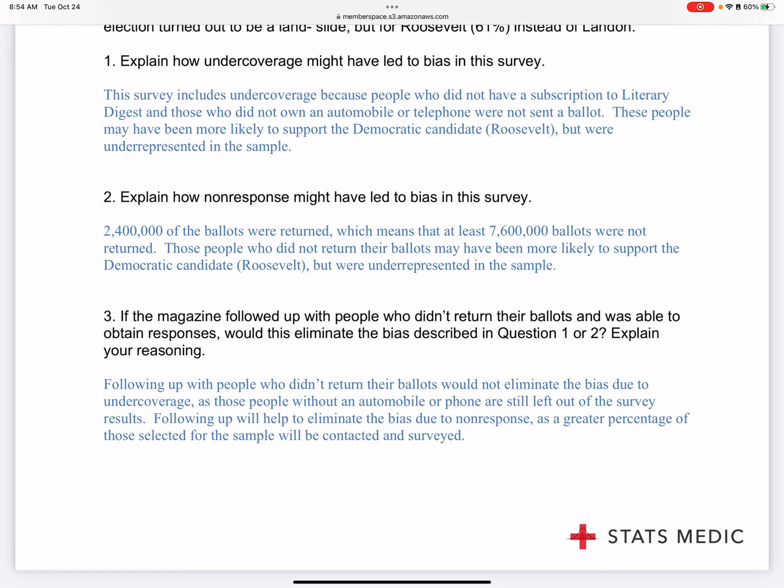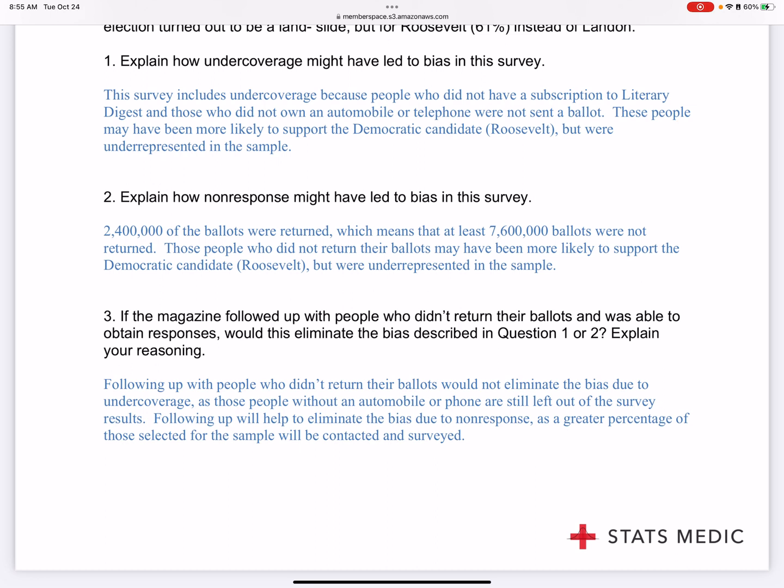Number 2, explain how non-response might have led to bias in the survey. So 2.4 million of the ballots were returned, which means there were still 7.6 million ballots not returned. These people who didn't return their ballots could have been more likely to support the other candidate, the Democratic candidate, Roosevelt, who actually won, but they were definitely underrepresented in the sample. So we don't really know who would have been the majority winner of those 10 million people, because we didn't even have the majority of surveys returned. You would need all but about 5% of them returned to be able to get a good representation of that sample.